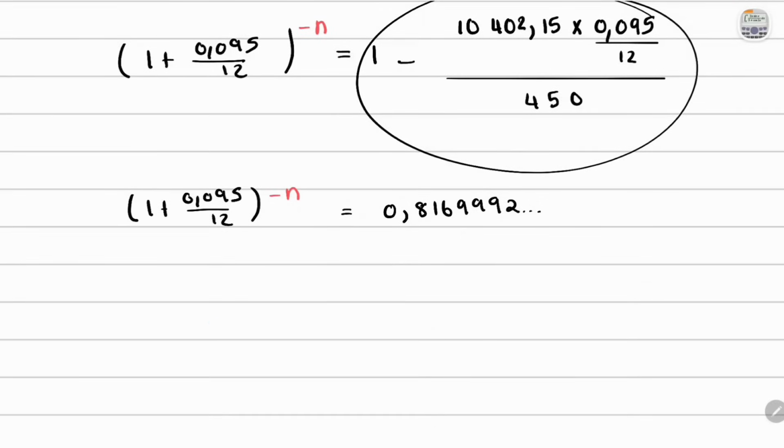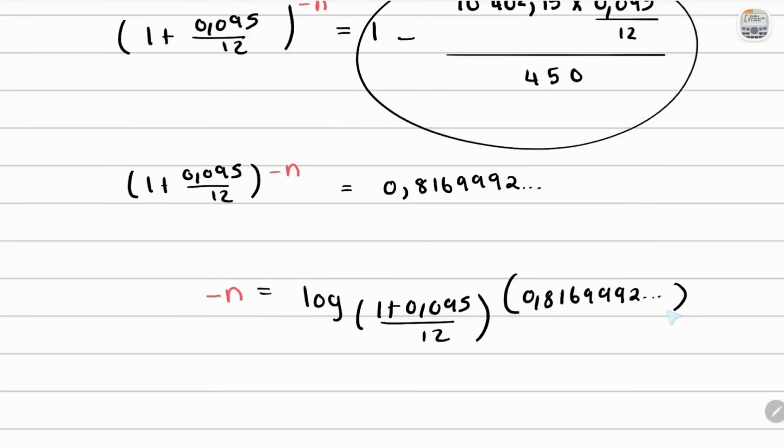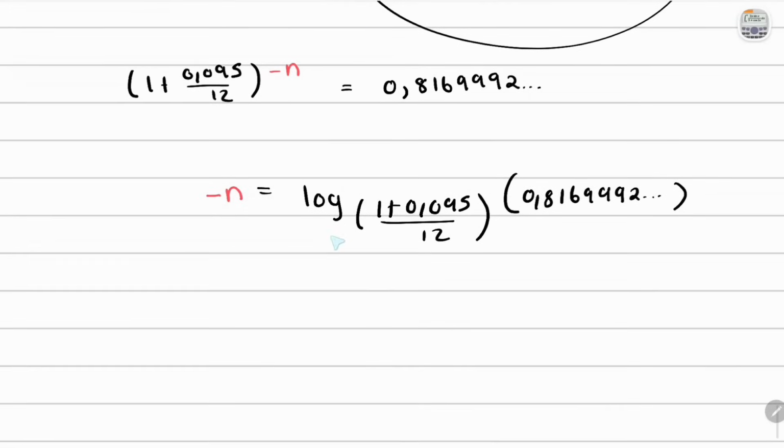So we'll make the exponent the subject: negative n is equal to log, and our base is this number over here, so that is 1 plus 0.095 over 12, and then the answer that we get is this. Now, in place of this number, we're going to say ans, just so that we don't lose any decimal. So this is negative n is equal to, and let's go ahead and find this.